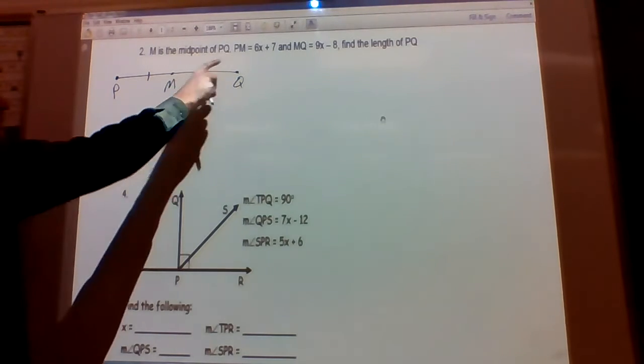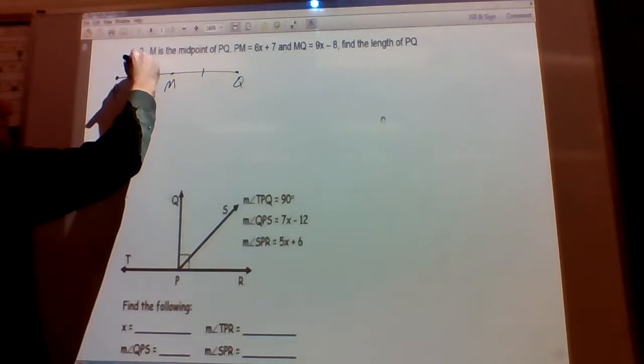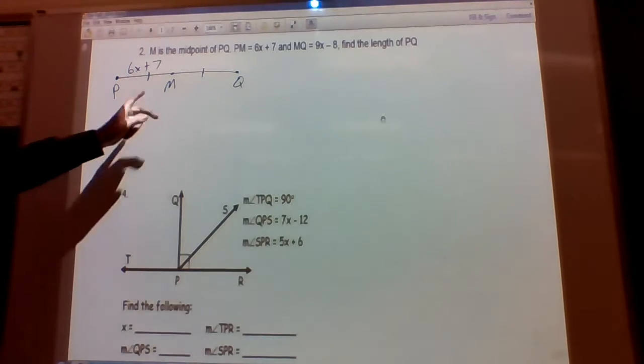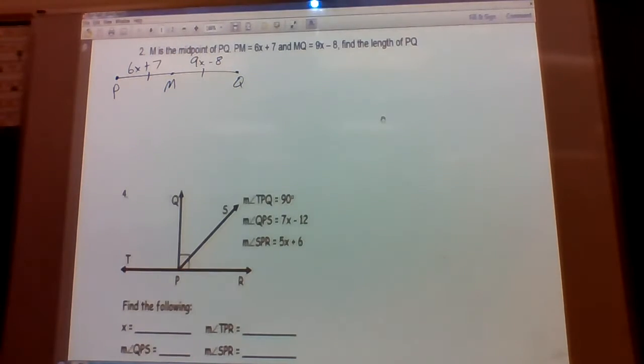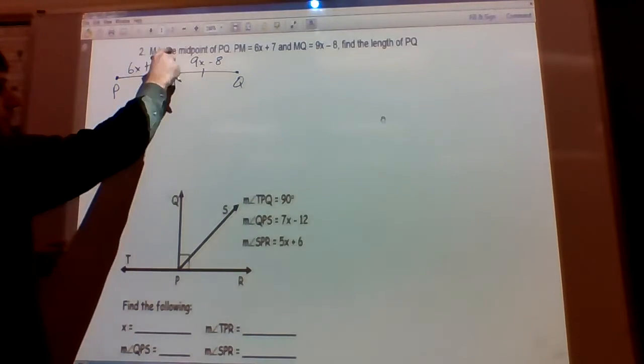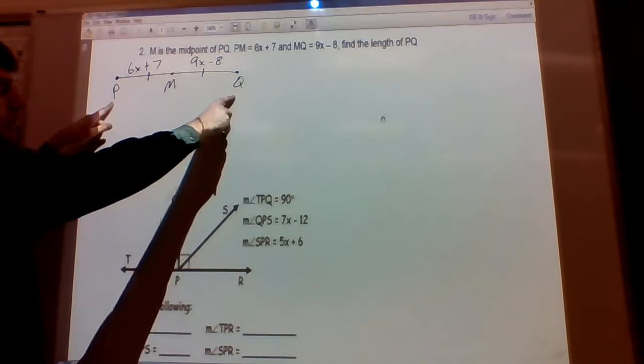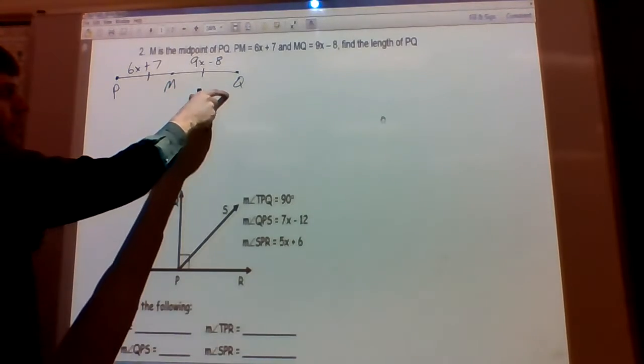They're telling us PM is 6x plus 7. They're telling us MQ is 9x minus 8. Then find the length of PQ. Well, we need to find x first, so we need to come up with some sort of equation to solve for x. So we can substitute it back in and figure out what PQ is. We know we have congruent segments. Midpoint creates congruent segments. It splits PQ into 2 congruent segments, PM and MQ.